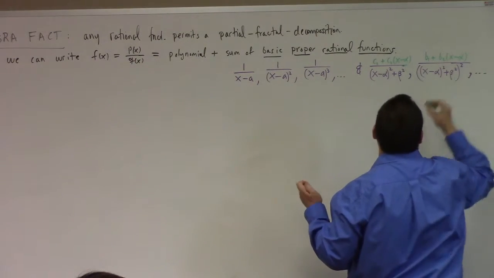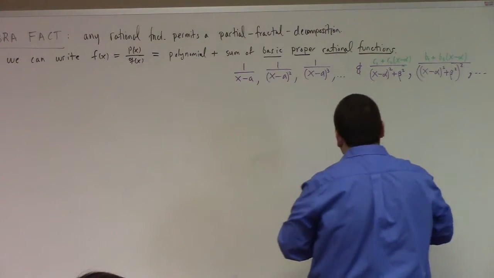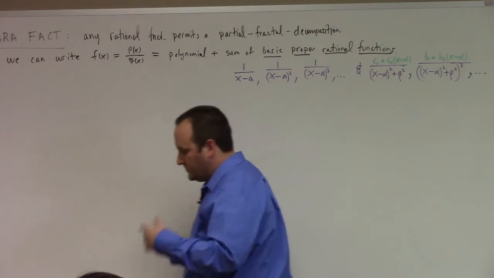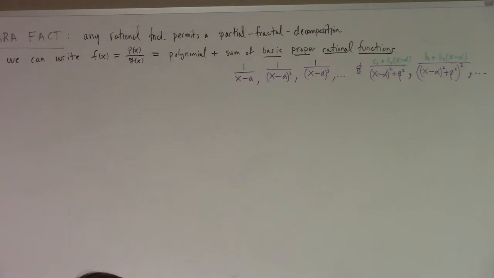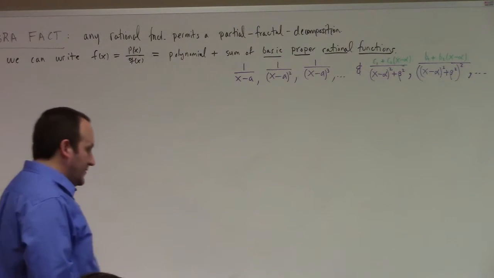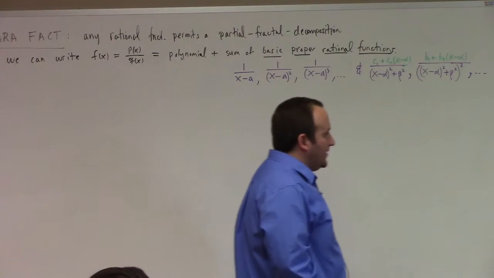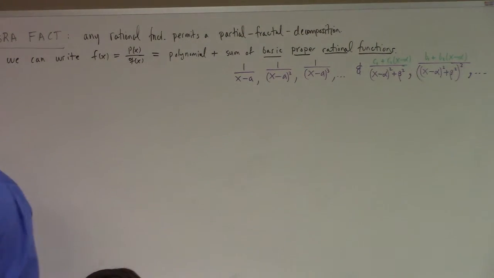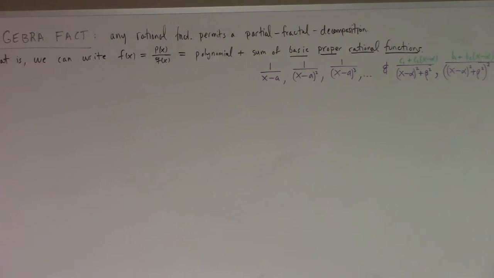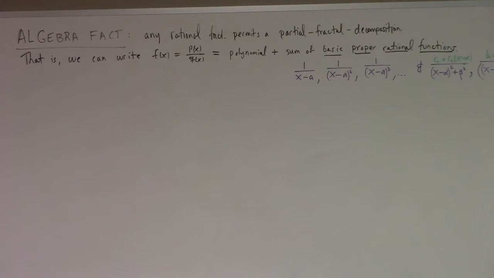Those are also basic proper rational functions for any values of b1 and b2, c1 and c2. All right? So what? Well, there's something called partial fractions decomposition, and this is the algebra fact: any rational function permits a partial fractions decomposition, or a partial fractal decomposition, if you like.